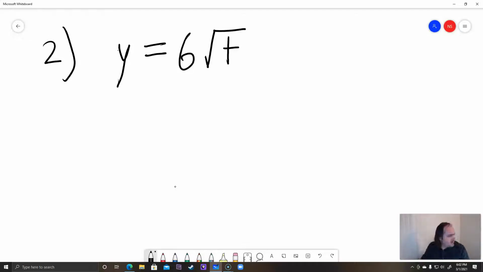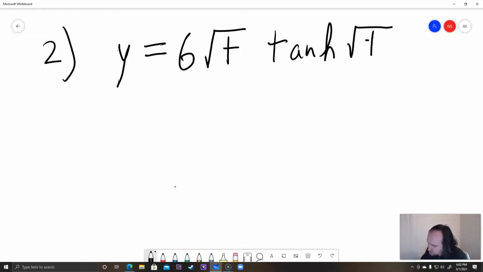6 root t times tanh of root t. So now this one is going to be some more work to take the derivative of. But notice we have something multiplied times something else. So remember, if you're taking the derivative of something multiplied times something else, you want to label the two things and then use the product rule.